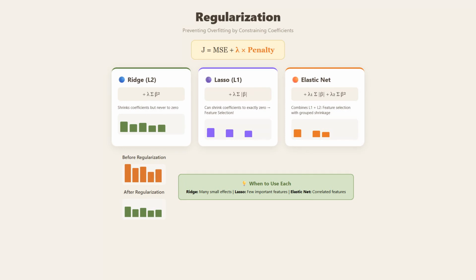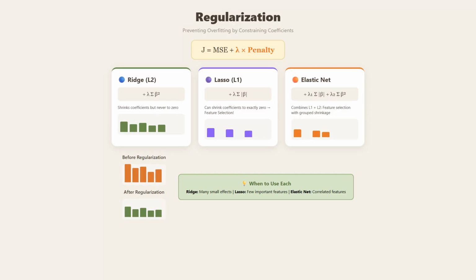First is ridge regression, also called L2 regularization. It adds lambda times the sum of squared coefficients to your cost function. This shrinks all coefficients toward 0, but never actually makes them 0. It's great when you have many features with small, cumulative effects.